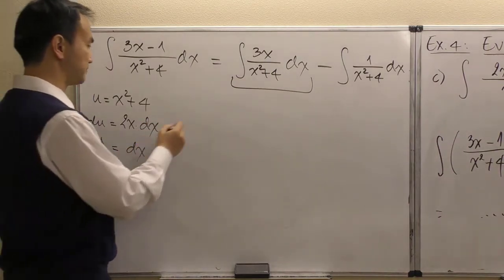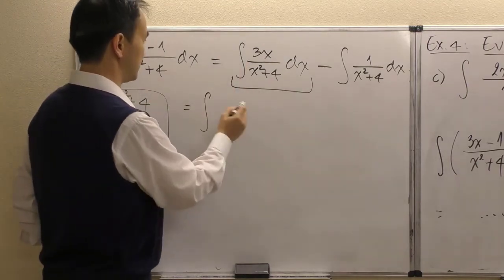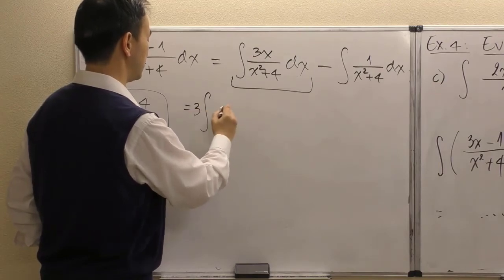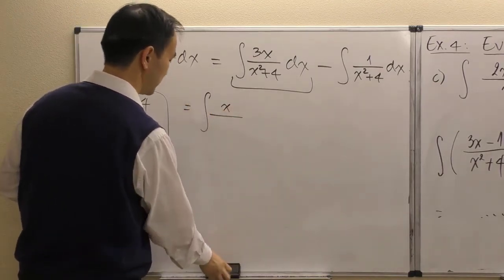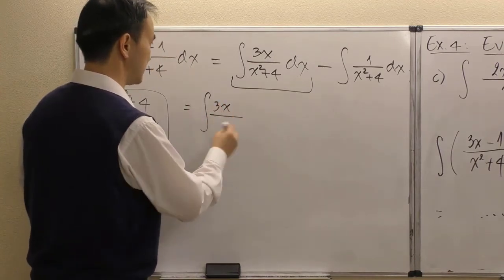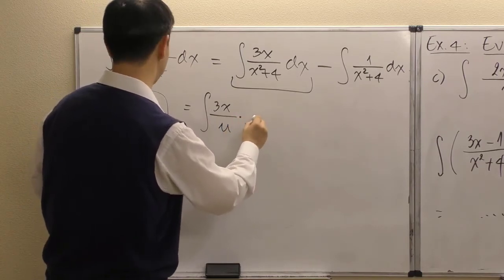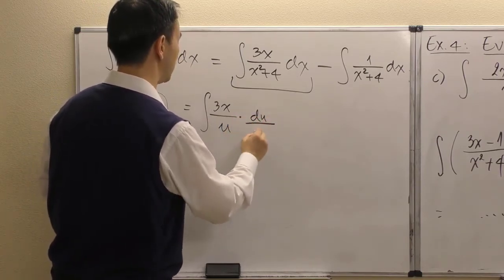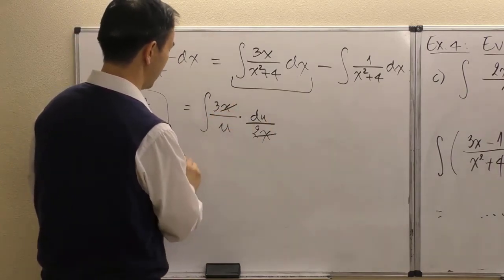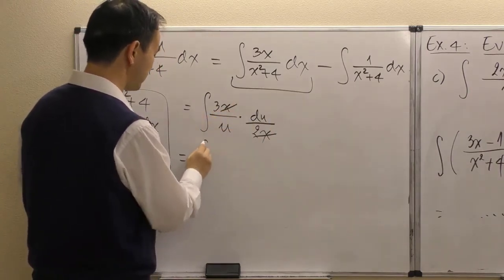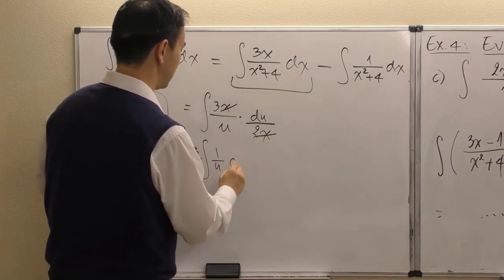And so now this integral can be done as, so this is a 3 right here, and x right here, or I am moving a little too rushed right here. So 3x, and then there's u right here, and the dx is substituted by du over 2x. Okay, so the x cancels out, and that gives me just that 3/2 out front and 1 over u du.